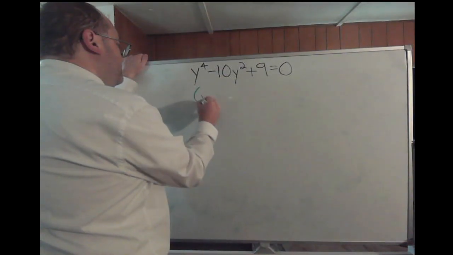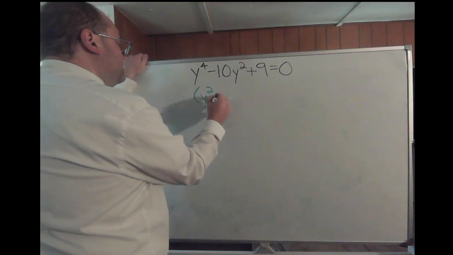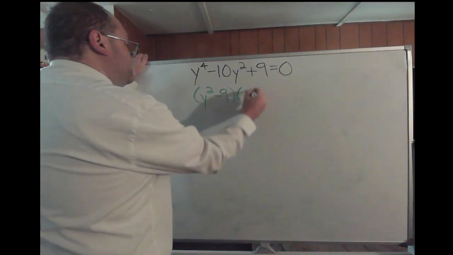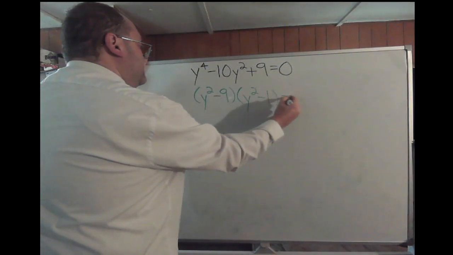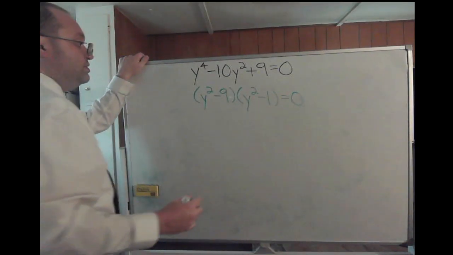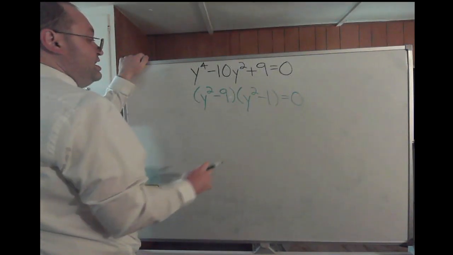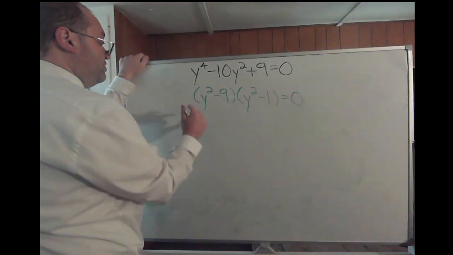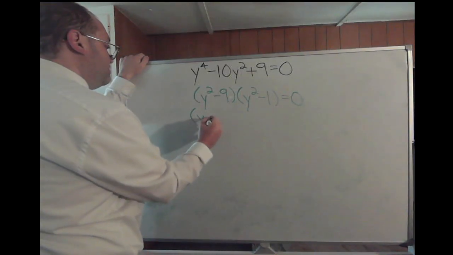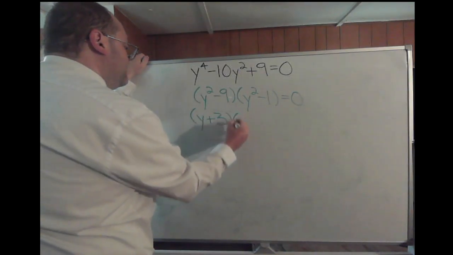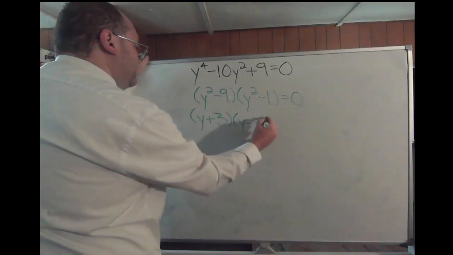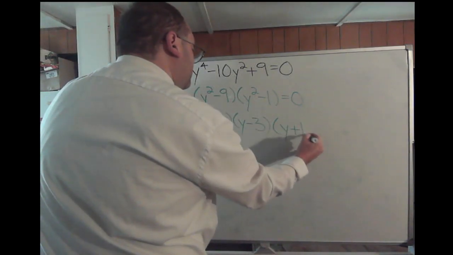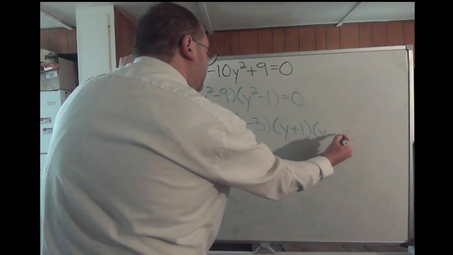You would end up getting y squared minus 9 times the quantity of y squared minus 1. Set each of those equal to 0. But each of these factors is the difference of two squares, so they do factor further. y squared minus 9 factors into y plus 3 times the quantity of y minus 3. Then y squared minus 1 factors into the quantity of y plus 1 times the quantity of y minus 1.